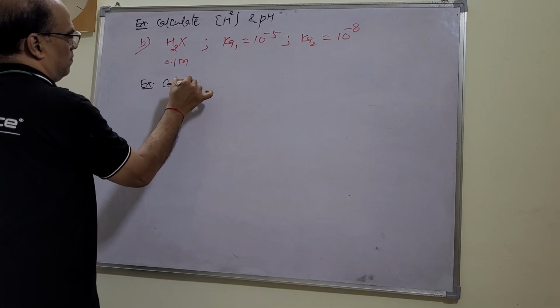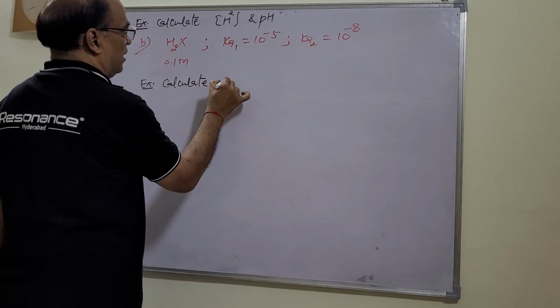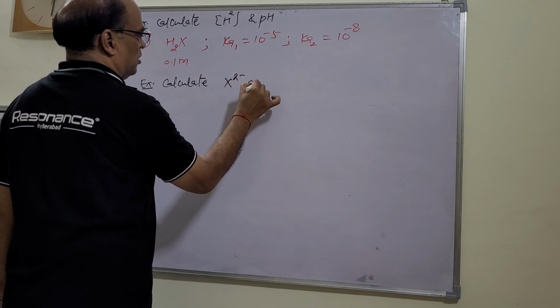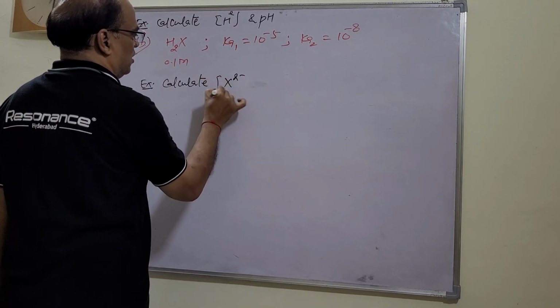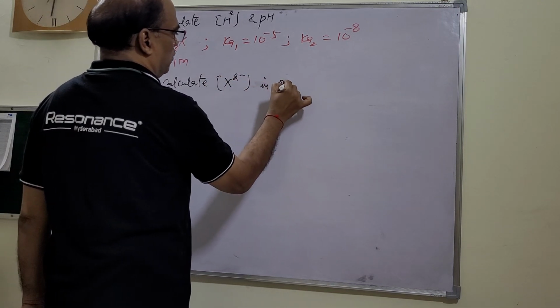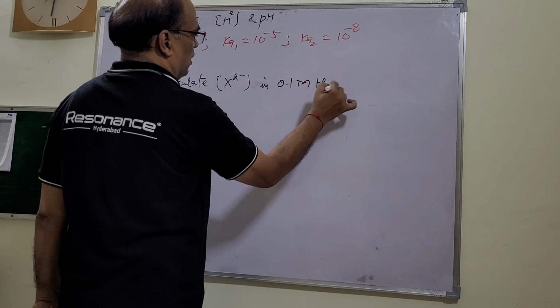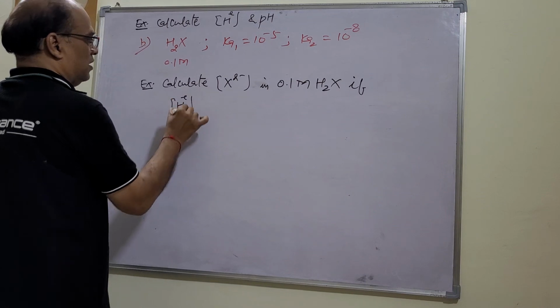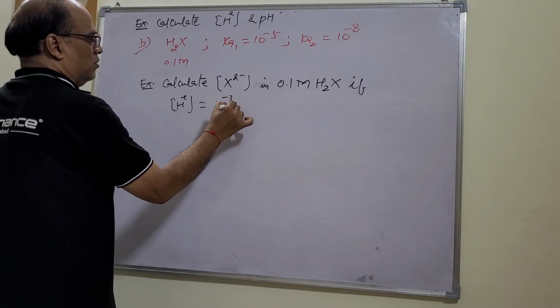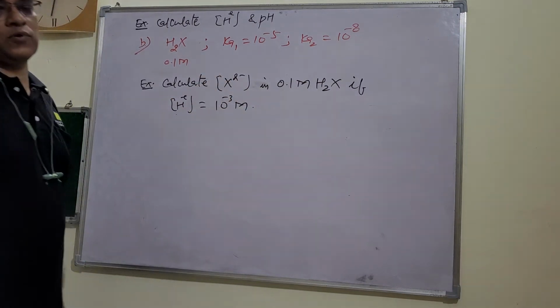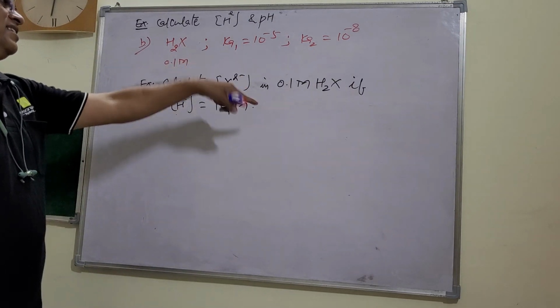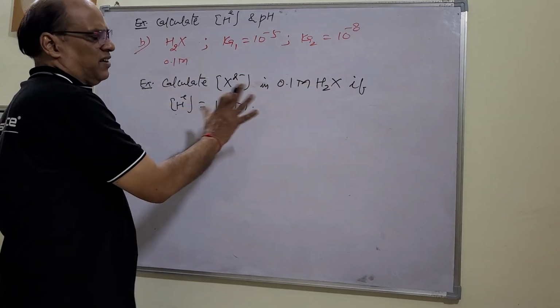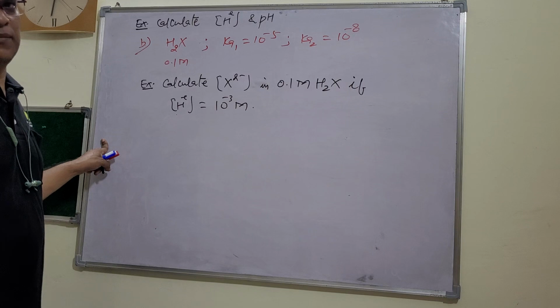Calculate the X2 minus concentration in 0.1 molar H2X if the H+ concentration is 10 to the power minus 3 molar. This is a common mistake. So by any other source, whatever information is given here, we have to solve the question within the limits.